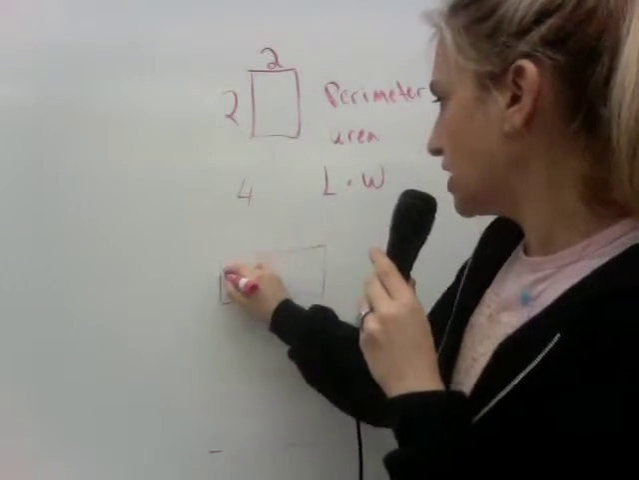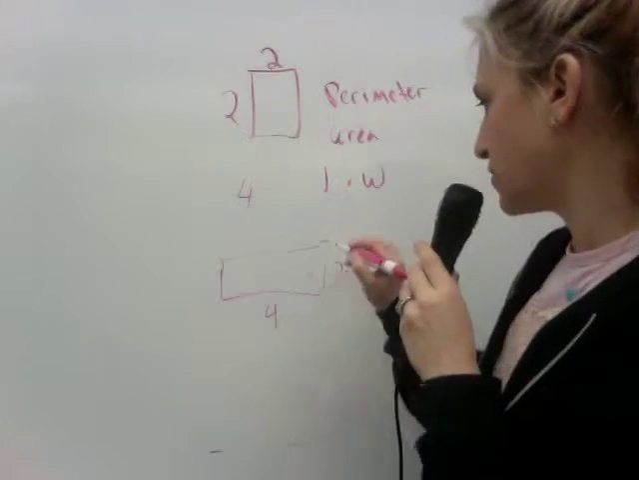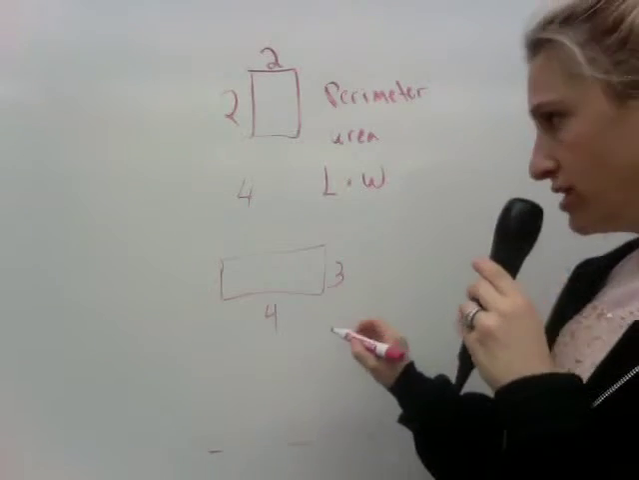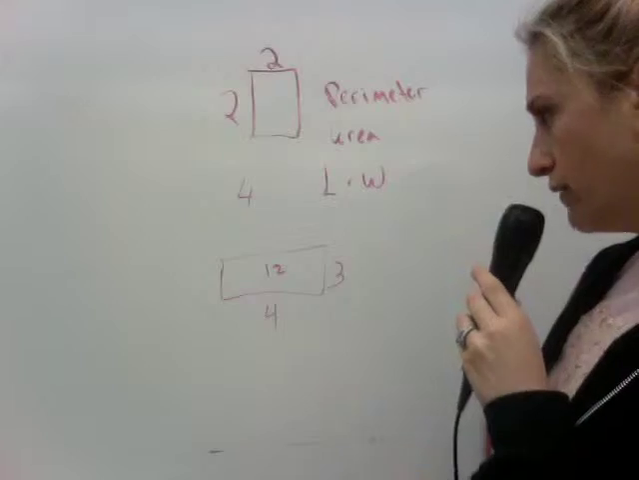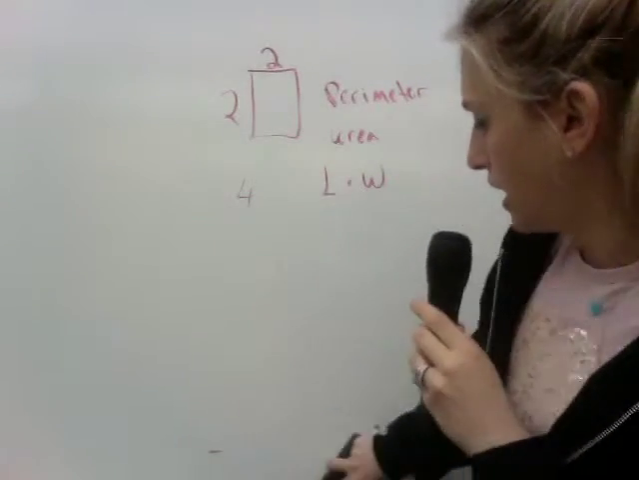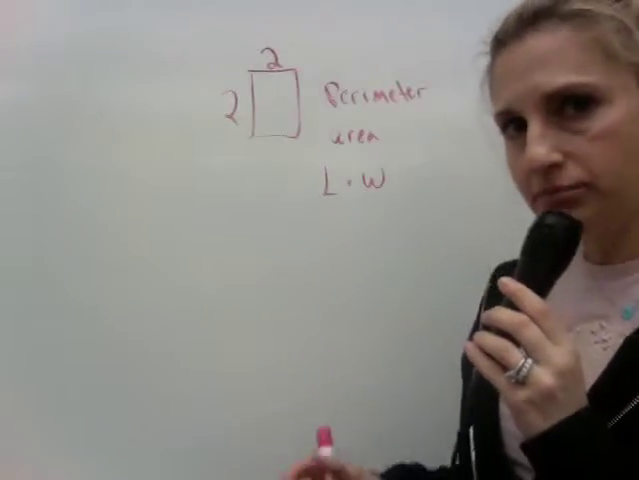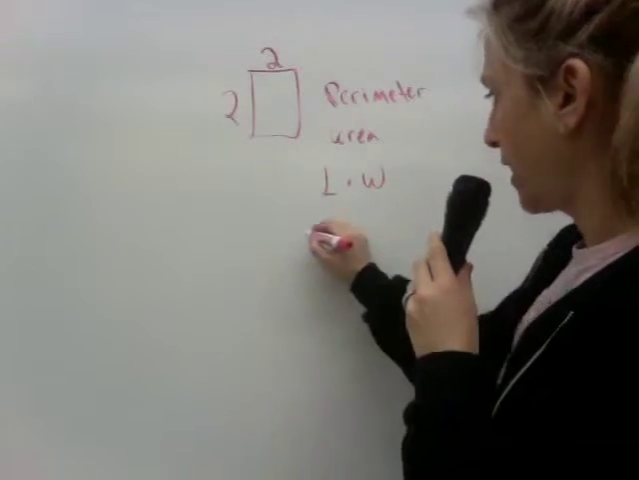Let's draw my rectangle, and that's a 4, and that's a 3. Length times width, this area would be 12. So area is just multiplying the length times width. You have to memorize that.